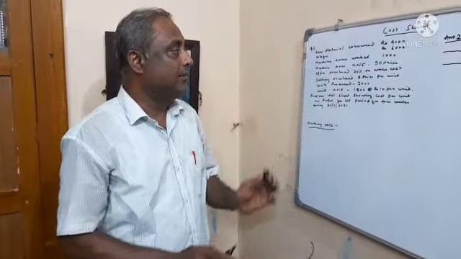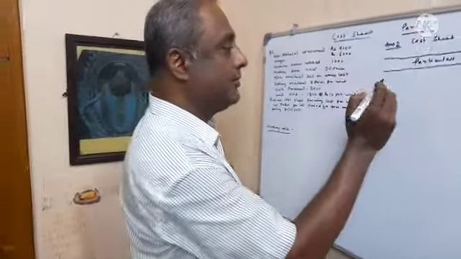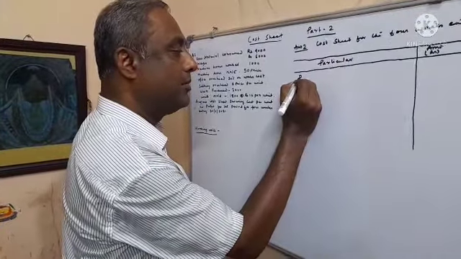I am solving the problem. Raw material consumed, how much is given? 4,000. I am writing raw material consumed.